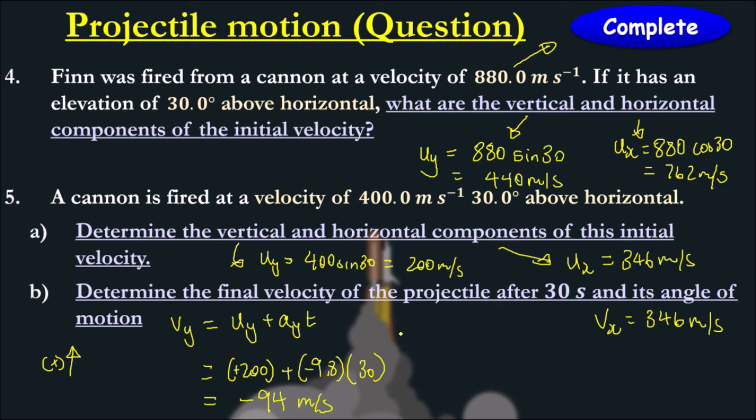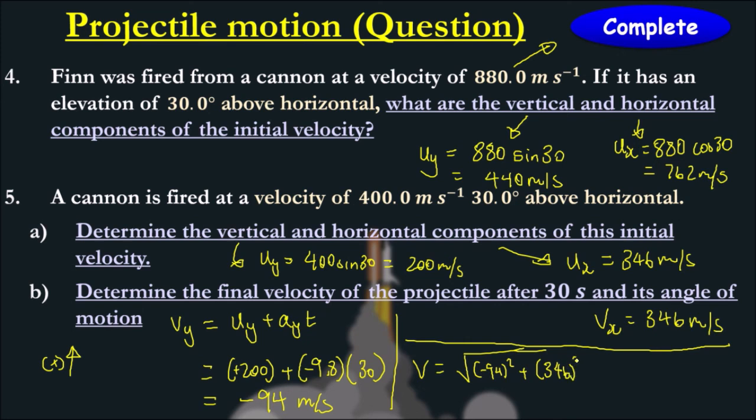So we can actually work out what the final resultant velocity would be. So our final resultant velocity is going to be the square root of 94 squared plus 346 squared, to give us a value of roughly 359 meters per second. Now remember, this is a two-dimensional motion, so you also need to work out the angle.